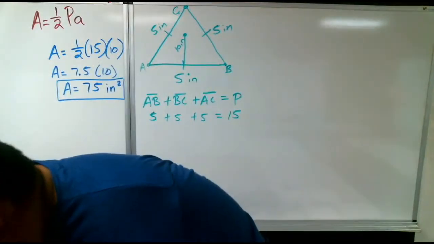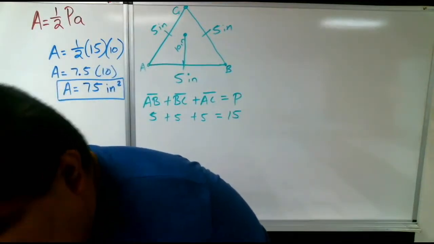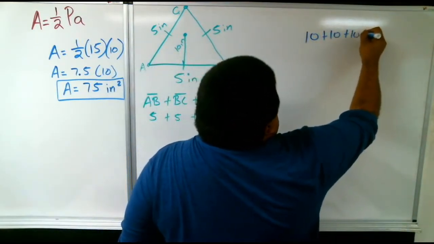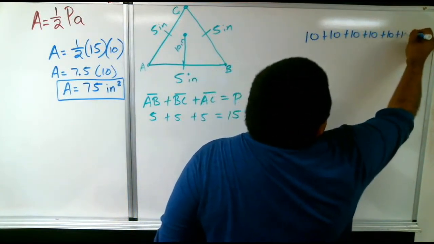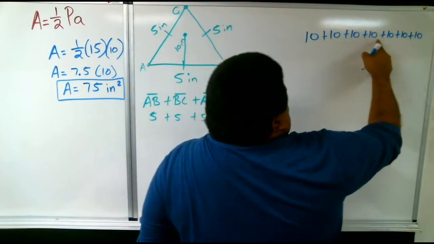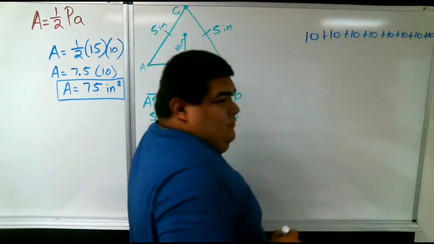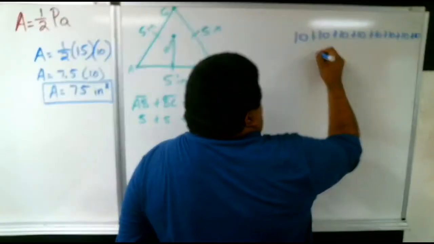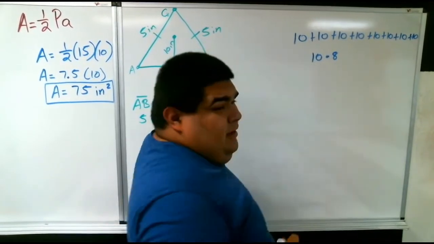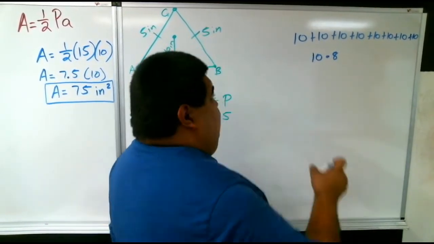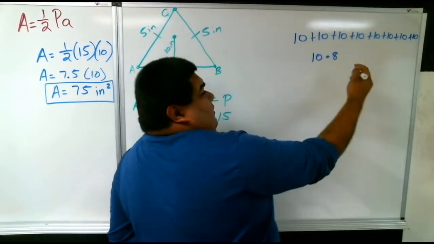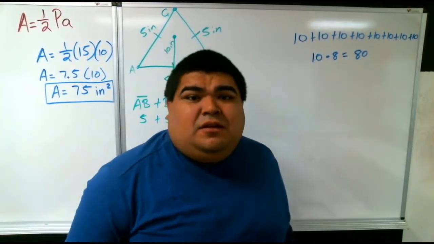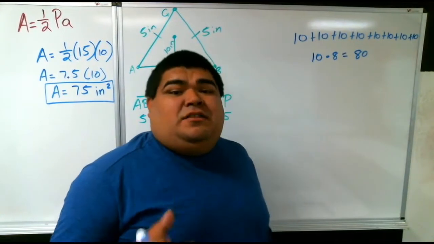Therefore, we can do one of two things. We can either say 10 plus 10 plus 10 plus 10 plus 10 plus 10 plus 10 plus 10. Or we can do a simpler way, where we can just say 10 times 8, because there's 8 pieces. If you add all these 10s, it gives you 80. If you multiply 10 times 8, it also gives you 80. So now we found the perimeter of this octagon.